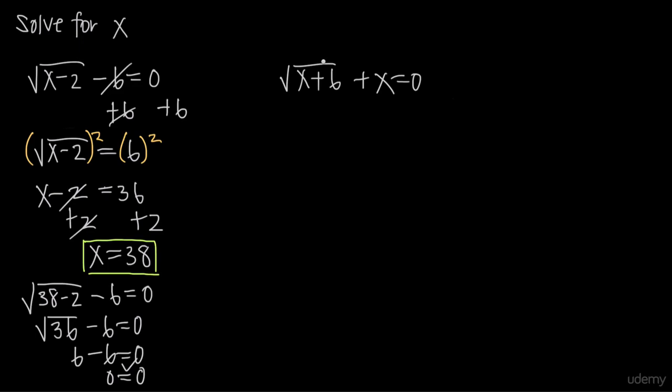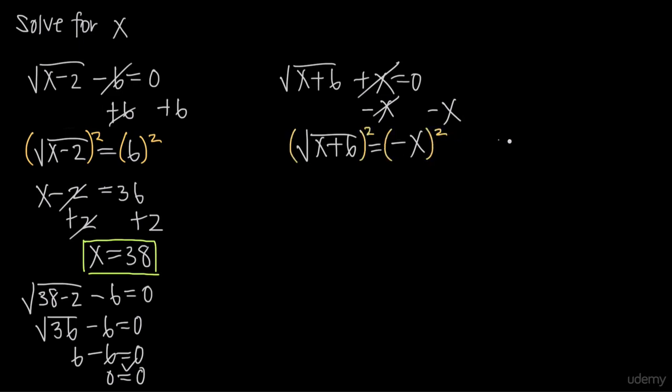Let's look at a second example here. We have the square root of x plus 6 plus x equals 0. Just as before, our goal is going to be to isolate the square root on its own side of the equation. In order to do that, we'll have to subtract x from both sides of the equation. That'll get positive x and negative x to cancel, leaving us with the square root of x plus 6 is equal to negative x. Now that we have the square root isolated on its own, we can go ahead and square both sides of the equation like this.